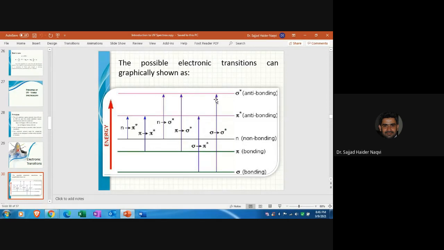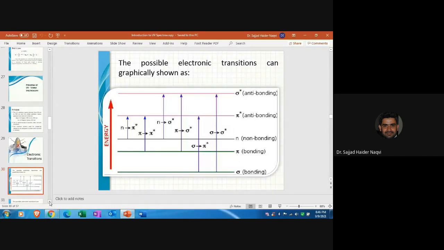And as I said, similarly, the electrons cannot stay here longer because they are unstable. So there is a way to come back, and they come back via the same route by releasing the energies. So you can see that it's from sigma bonding to pi bonding, and then pi bonding to non-bonding, then non-bonding to pi anti-bonding, and then sigma anti-bonding. So these are the transition levels being shown graphically in front of you.